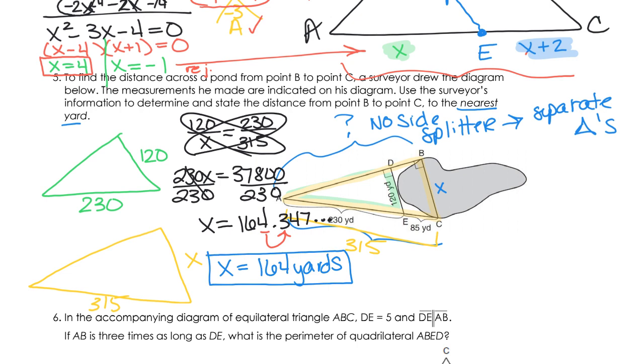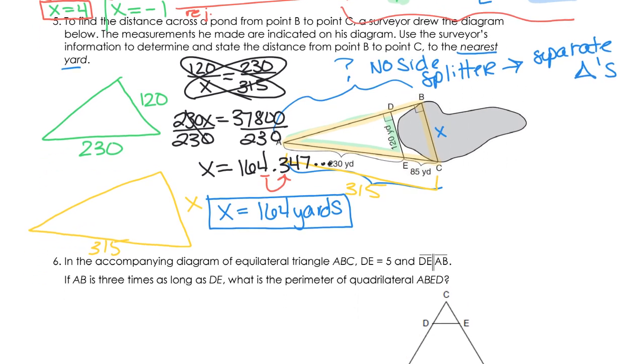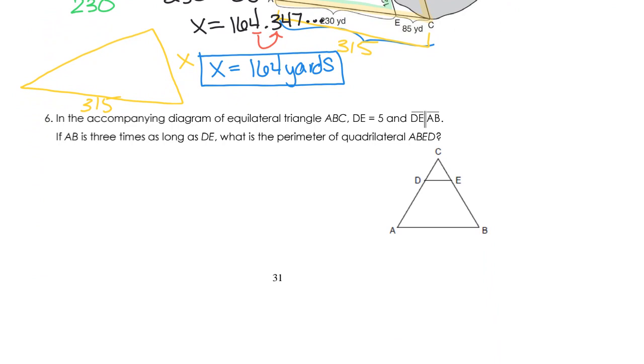And we're finished. All right, we've got one last one, number 6. It says in the accompanying diagram of equilateral triangle ABC. That seems like a big clue right there: equilateral triangle. DE is 5. DE is parallel to AB. And it says AB is 3 times as long as DE, but they just told me DE is 5, and so 3 times 5 is 15. So on AB, I'm going to put a 15.